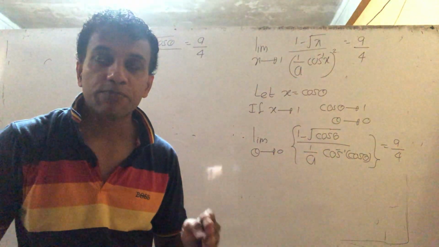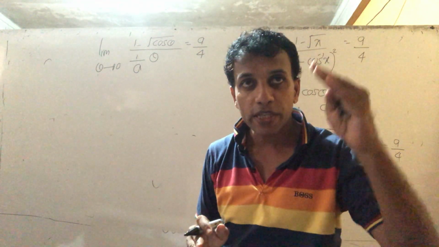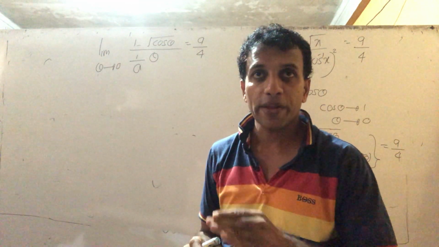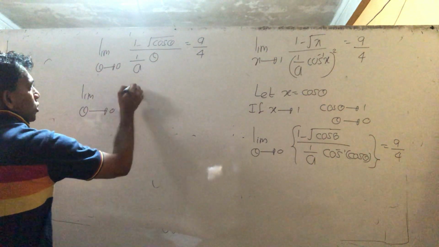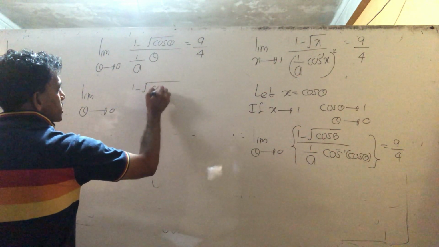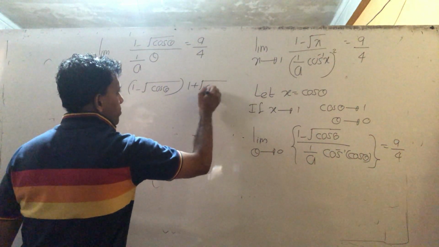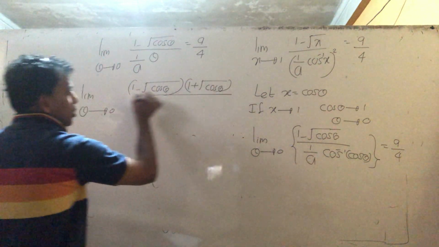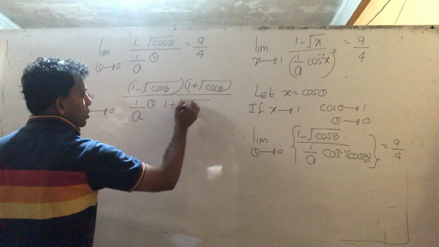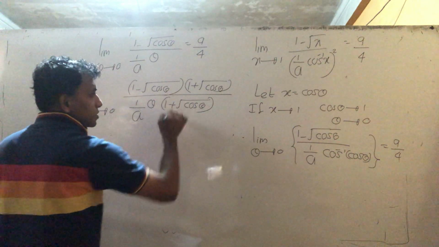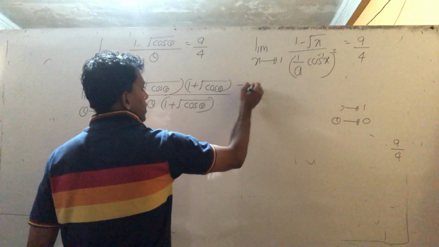Now the irrationalizing method: if you work any question with a square root pattern, better you remove the square root by using the conjugate, multiplying above and below by the numerator's conjugate. So limit theta tends to 0, 1 minus square root cos theta multiplied by 1 plus square root cos theta, 1 plus square root cos theta above and below, numerator and denominator, is equal to 9 over 4.